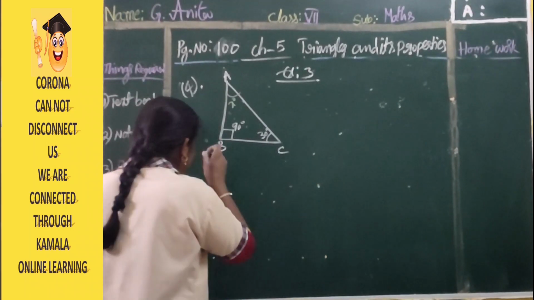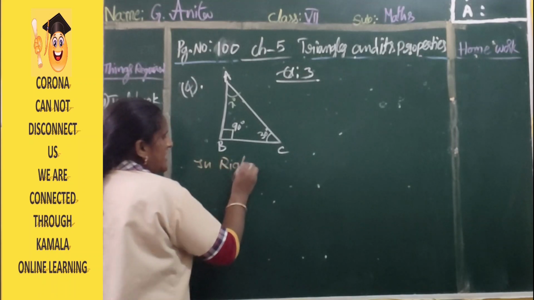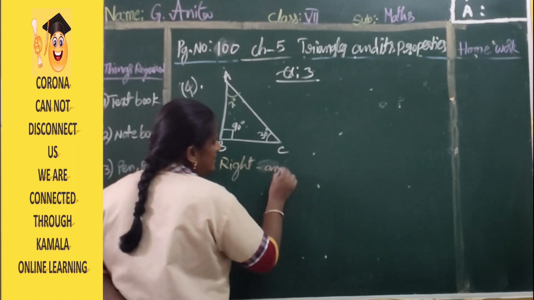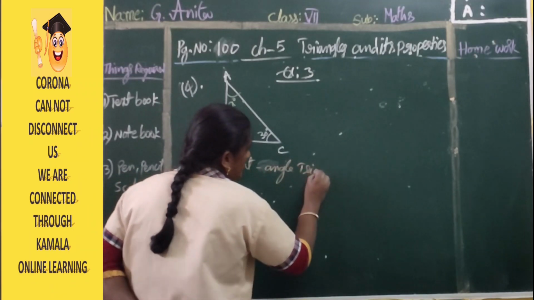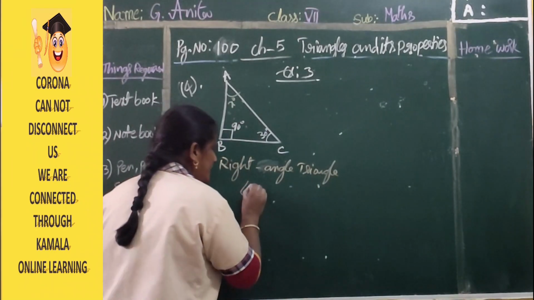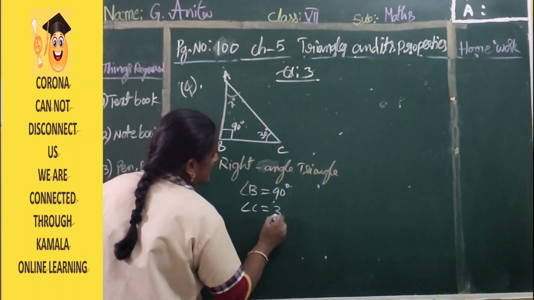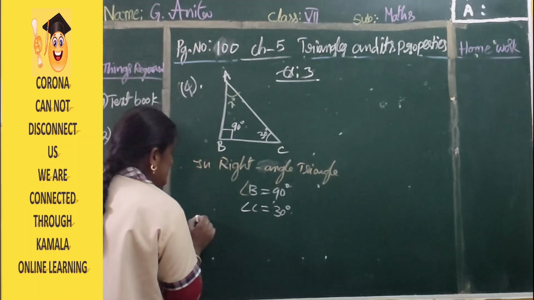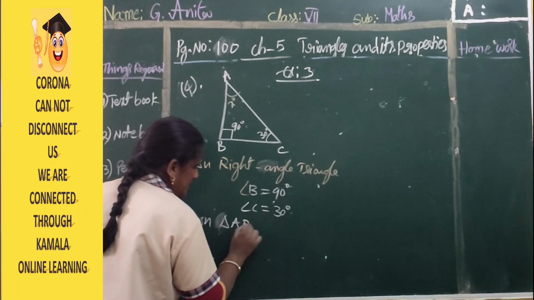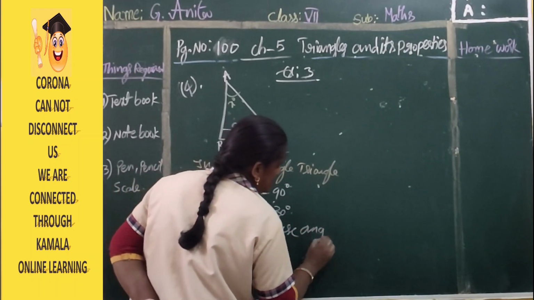So here, in the right angle triangle, write down the sentence: in right angle triangle, angle B is equal to 90 degrees. Angle C is equal to what? 30 degrees. So in triangle ABC, use the angle sum property.